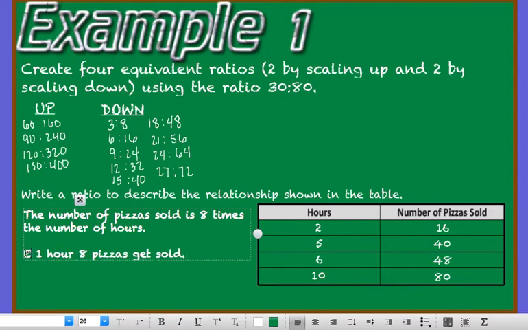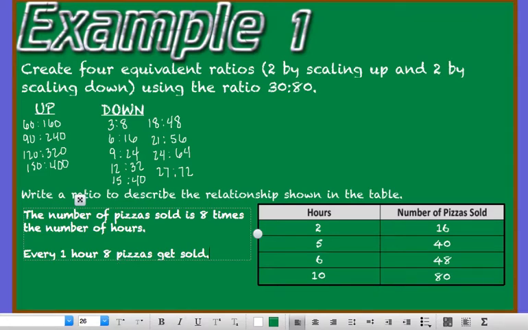Or instead of in, I could say every hour, 8 pizzas get sold. This second relationship is more specific to the table itself. So both of them would be correct. The second one would be more specific and is what we want to work towards.